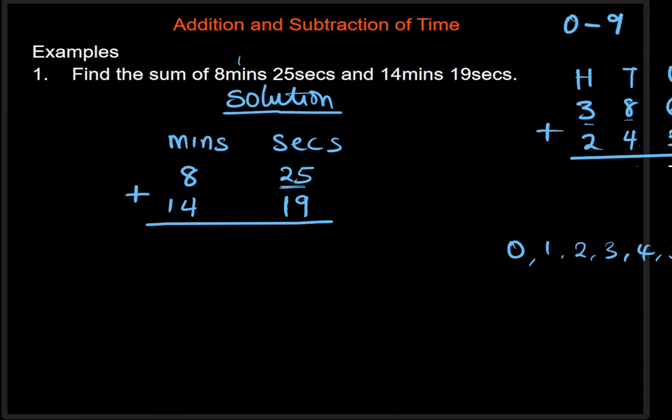6 plus 3. 6 plus 3 is what? It is 9. That's 9, okay. Now let's come to tens. 8 plus 8 plus 4. 8 plus 4 is what? 8 plus 4 is 12.